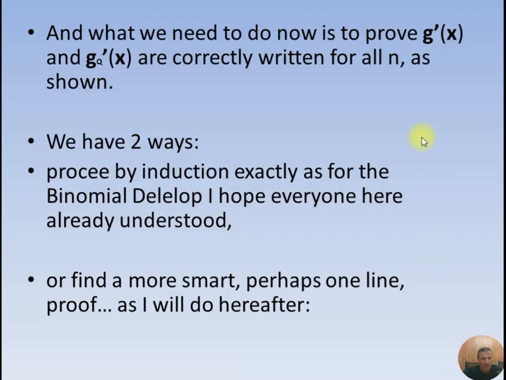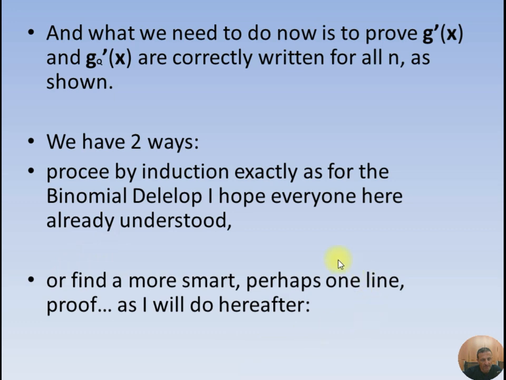So remember what we have to do when we have g prime of x and gq prime of x: to prove that they are correctly written for any n. As shown, we have two ways. Proceed by induction exactly as we did for the binomial development, as everyone can understand and prove, or find a smarter one-line proof I will show here after.